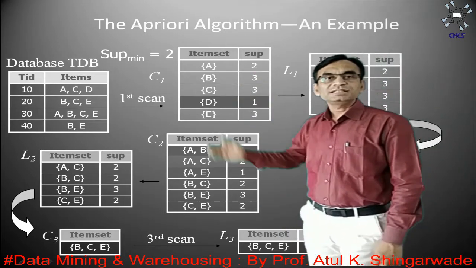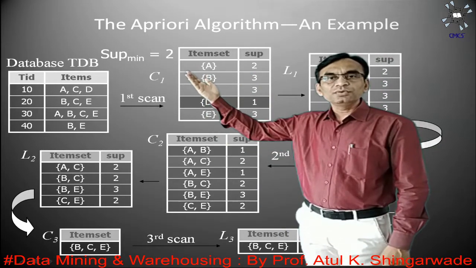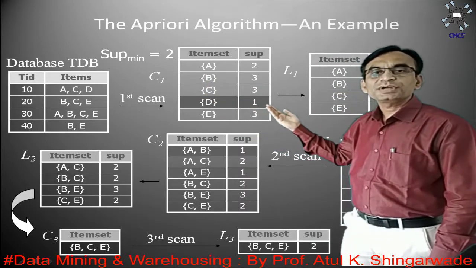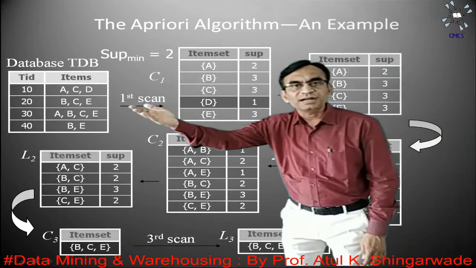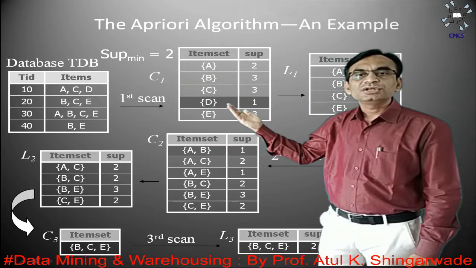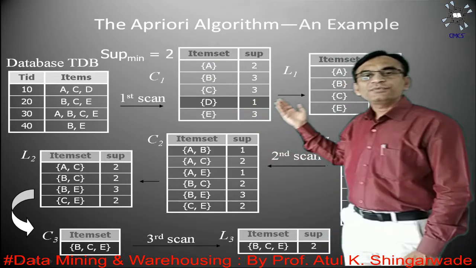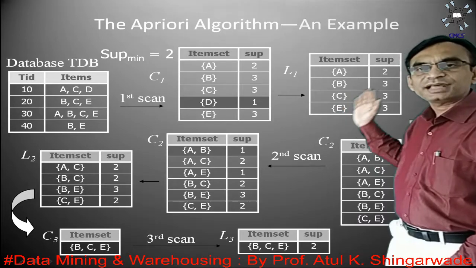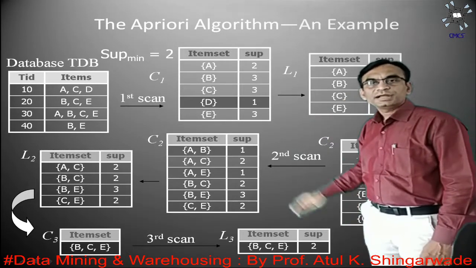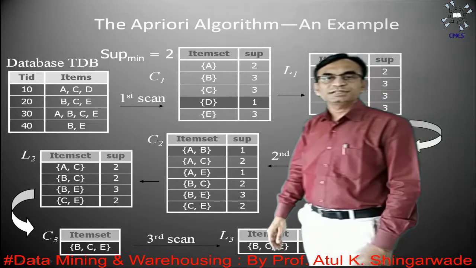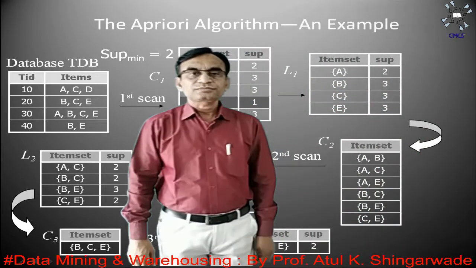As my support count is 2, if we observe here, D is one such item which appears only once inside the data set, which means that according to my support count it is infrequent. So remove it, and we will get this item set where A, B, C and E are there along with their support counts. And this is considered as the level 1 item set.